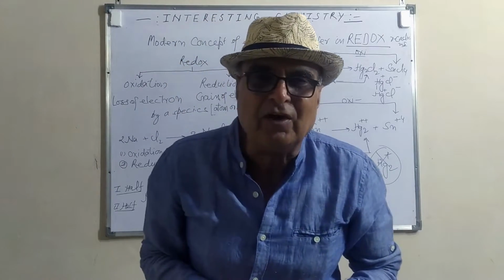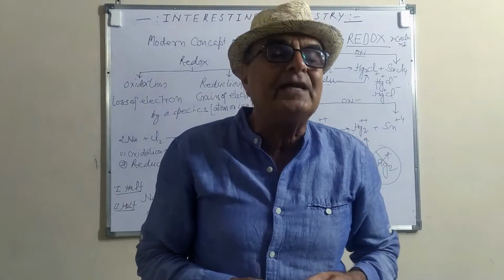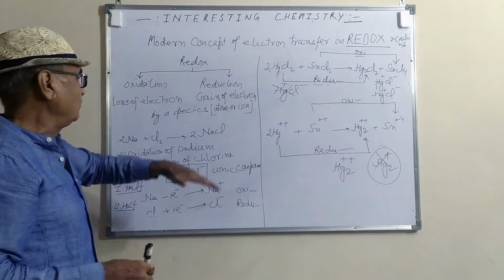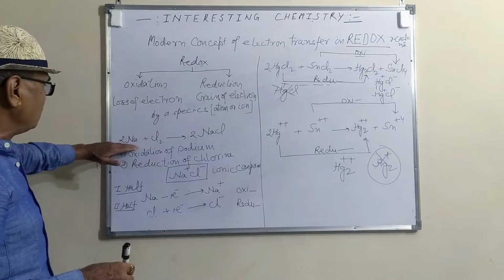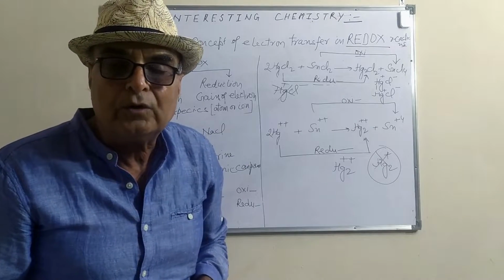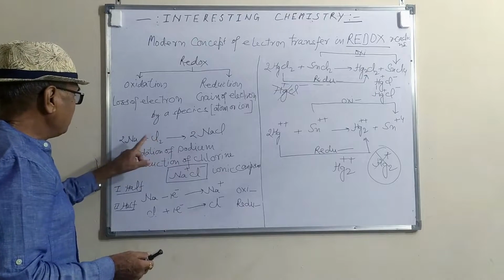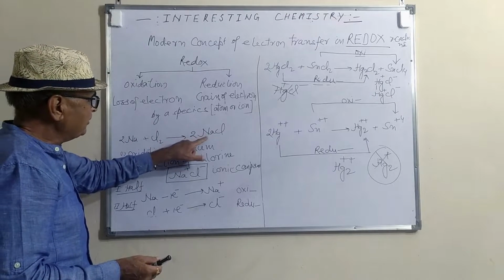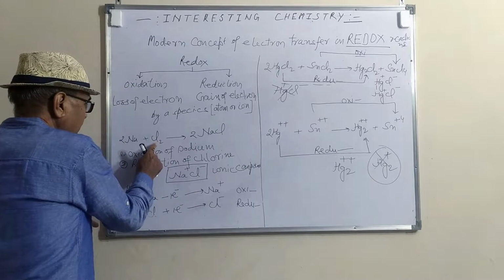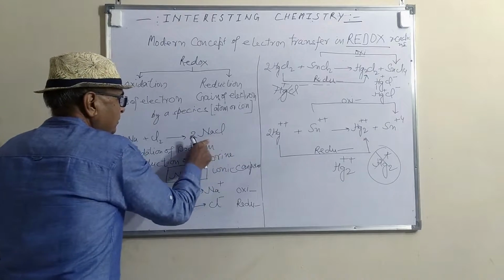Now, how will you justify that there is a loss of electron or a gain of electron? Taking the example of 2Na + Cl2 = 2NaCl. Here, according to the old concept, when this negative part is added to the positive part, it is a case of oxidation. So sodium is oxidized, and it becomes sodium chloride.